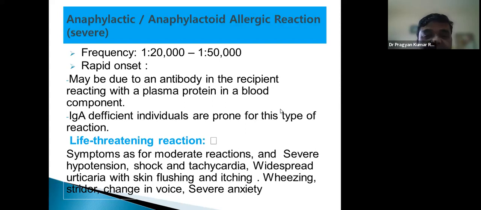Usually occurs in IgA deficient individuals. There could be life-threatening reactions, with symptoms as per moderate reaction plus severe hypertension, shock, tachycardia, widespread urticaria, wheezing, stridor, change in voice, severe anxiety.